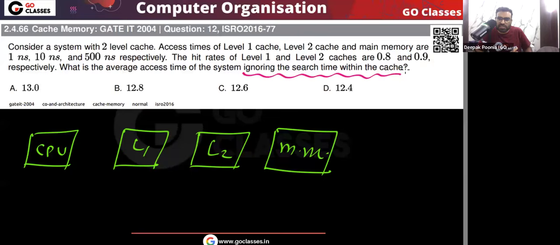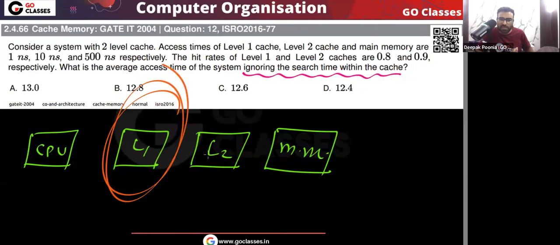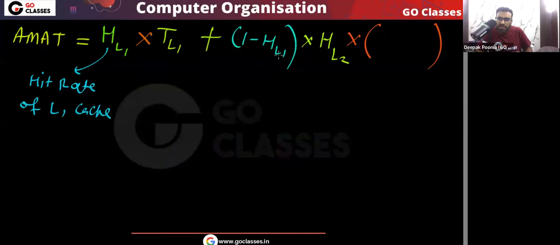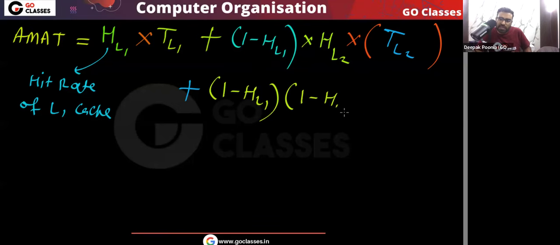Because we need to ignore the search time within the cache memory, we ignore the search time within the L1 cache. So in this situation, when there is a miss in the L1 cache and a hit in the L2 cache, the total access time seen by the CPU is basically the access time of the L2 cache. But remember, there is another situation, when there is a miss in the L1 cache also. So this is the L1 miss rate. And when there is a miss in the L2 cache also, this is the miss rate of L2.